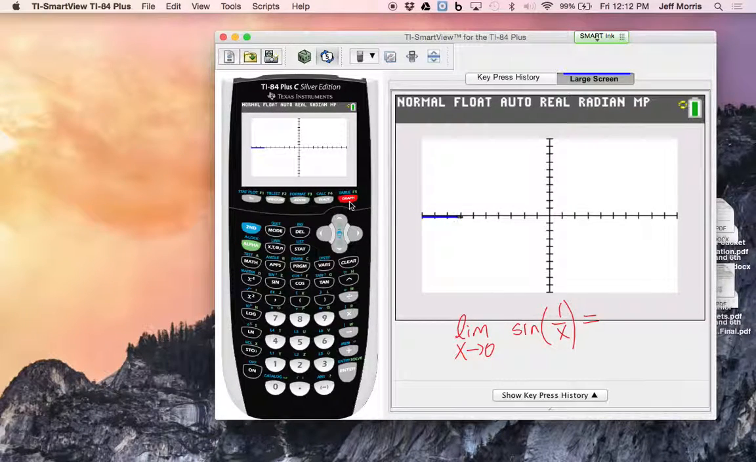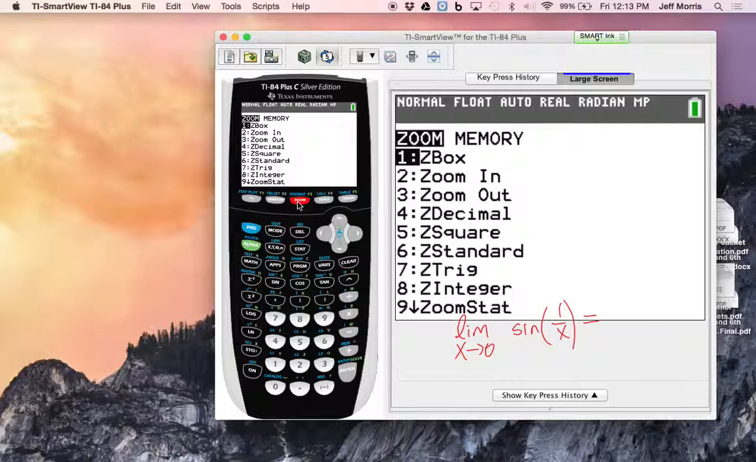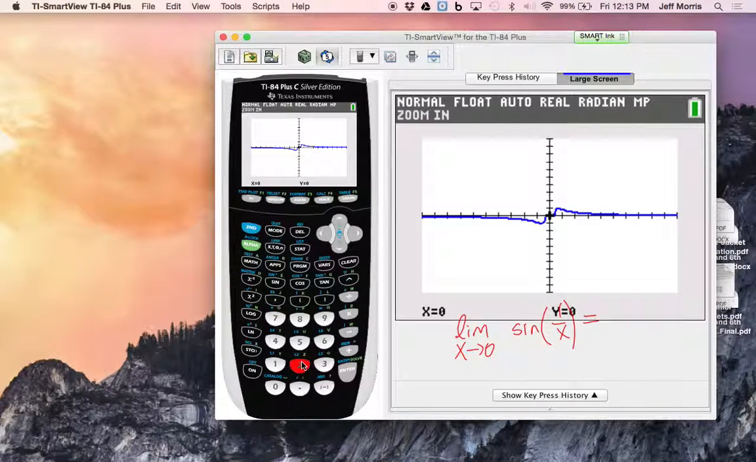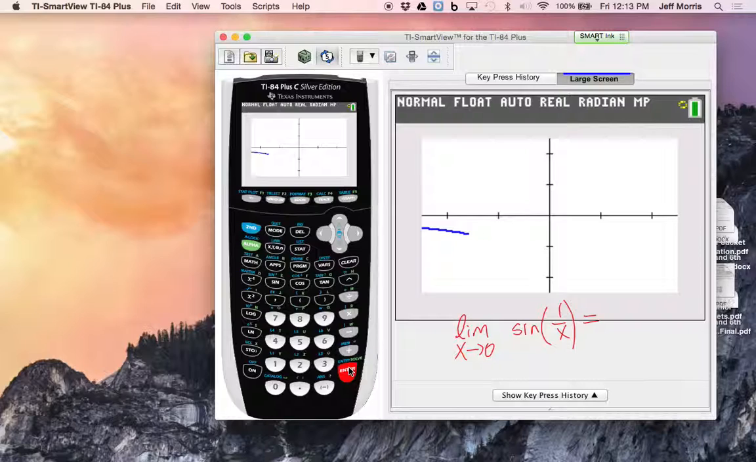So when I graph it, here's the problem. Watch what happens here. And it does something really weird there in the middle, right? So it's hard to tell what it's doing. So here's what you want to do. You're like, I still don't know, maybe it's 0. So then I zoom in. I hit zoom, go to zoom in, number 2. It'll ask you where you want to center your zoom. I'm going to center it at 0, 0, because that's what I'm interested in anyway. Hit enter. Watch what happens.